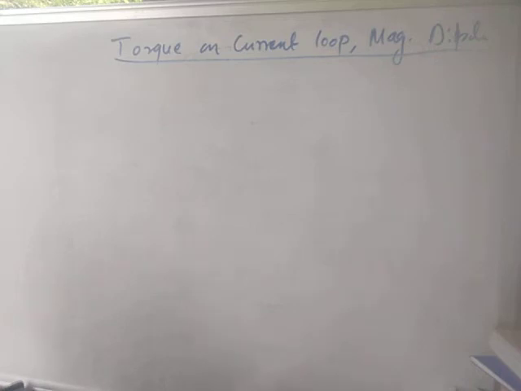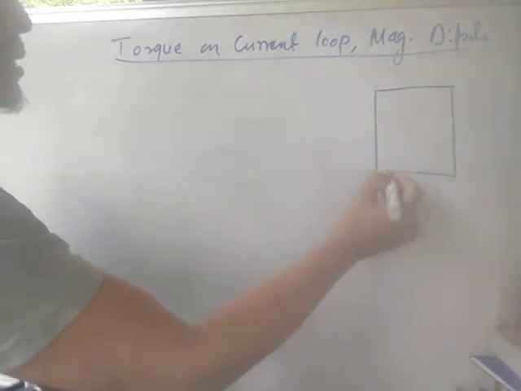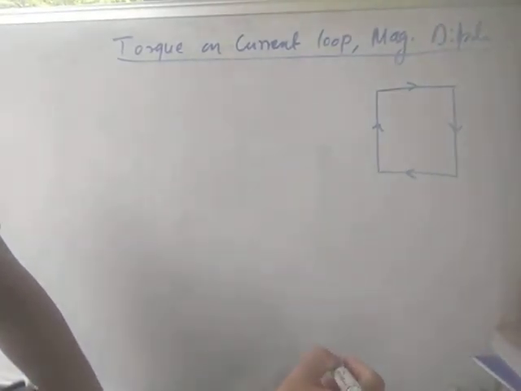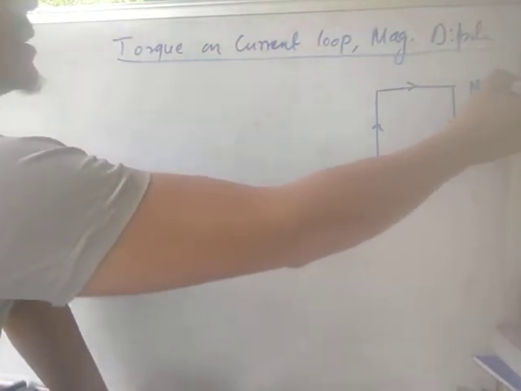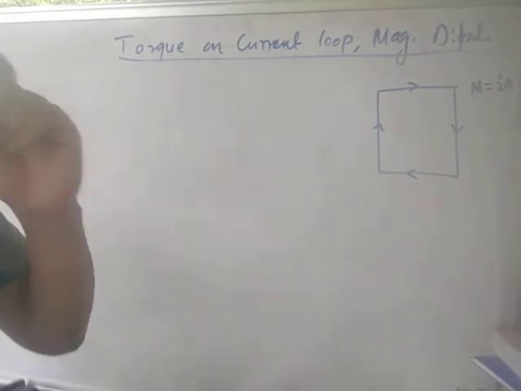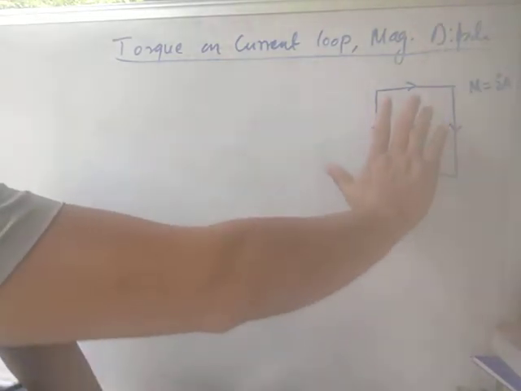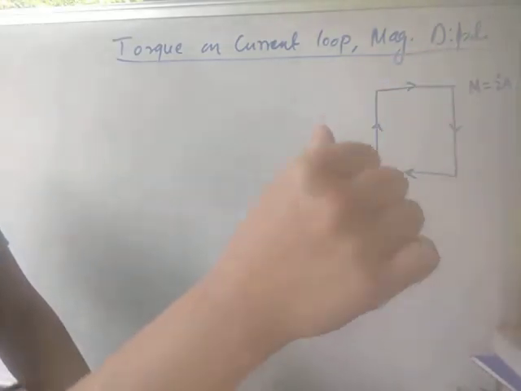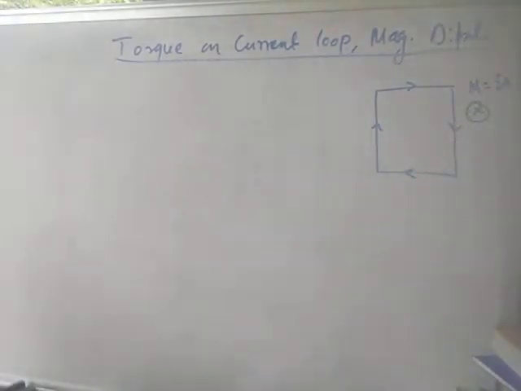So let's see, here we know if a current is flowing, then there is a magnetic dipole, isn't it? So the magnetic dipole moment M equals how much? I into A, the current flowing through the circuit and the area. The direction of the magnetic dipole moment: using the right hand rule, the thumb gives the direction of the magnetic dipole moment, so here it is inward. We know this.